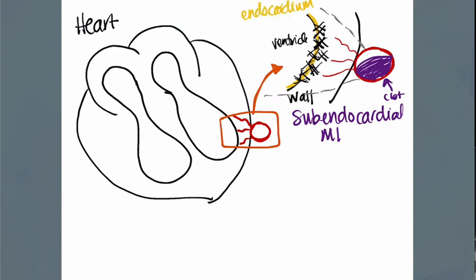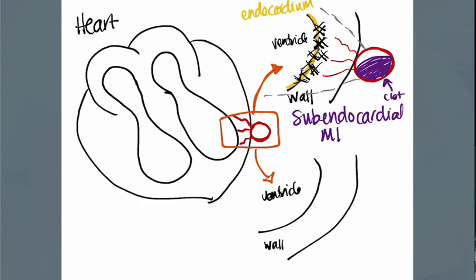As opposed to a transmural MI. So I'll redraw this same thing. Here's the ventricle. Here's the wall of the ventricle. This is the ventricle here. I'll make our endocardium yellow again so we're oriented. Here is our coronary vessel. And in a transmural MI, the entire coronary artery is blocked. There's no lumen showing at all. Complete occlusion.